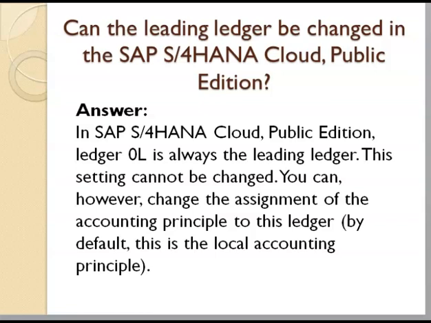Can the leading ledger be changed in the SAP S/4HANA Cloud Public Edition? Answer: in SAP S/4HANA Cloud Public Edition, ledger 0L is always the leading ledger. These settings cannot be changed. You can, however, change the assignment of the accounting principle to this ledger. By default, this is the local accounting principle.